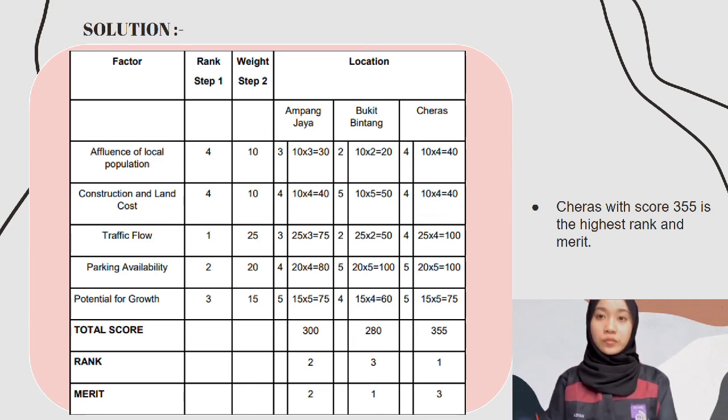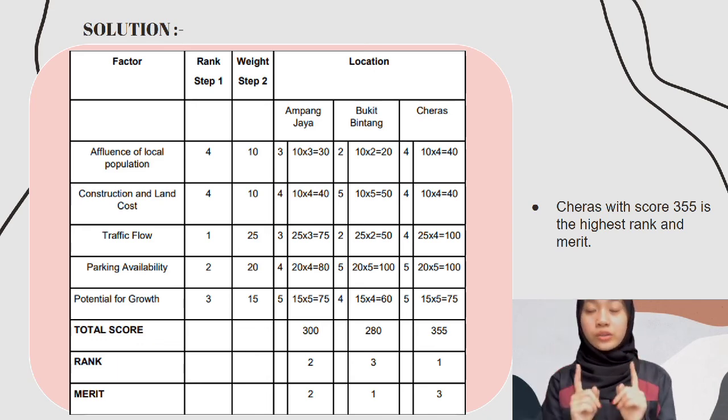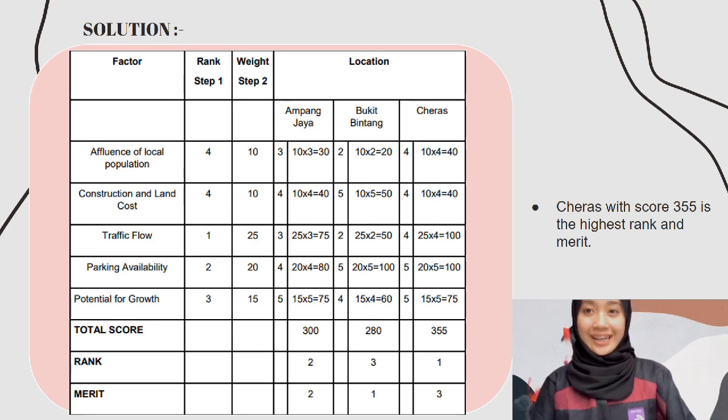After that, we must give the total rank for each location based on the highest total score, meaning that the highest total score will get the highest rank. As we can see from the answer, the highest total score is Cheras with 355, and then we give it rank 1. Followed by Ampang Jaya with total score 300, and then rank 2. And last but not least, Bukit Bintang with total score 280, so we must give it rank 3.